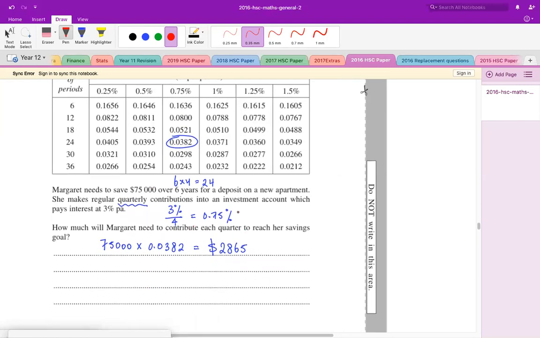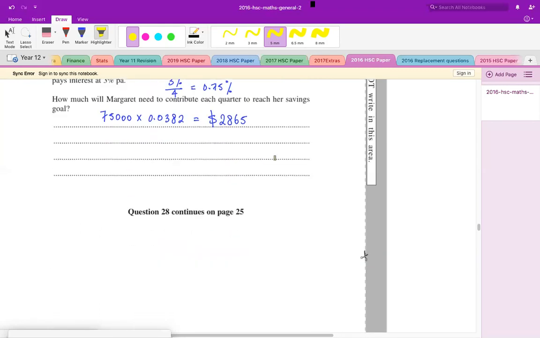This question is pretty straightforward, right? But just be careful. It says she's making quarterly contributions. So with the 6 years, you times it by 4, that will give you 24 periods. And with the rate, you divide by 4. And then you'll be able to find this value.